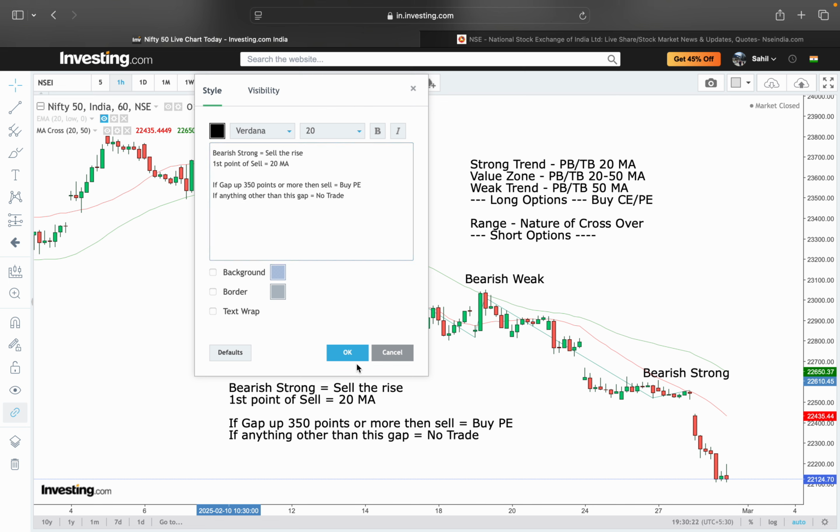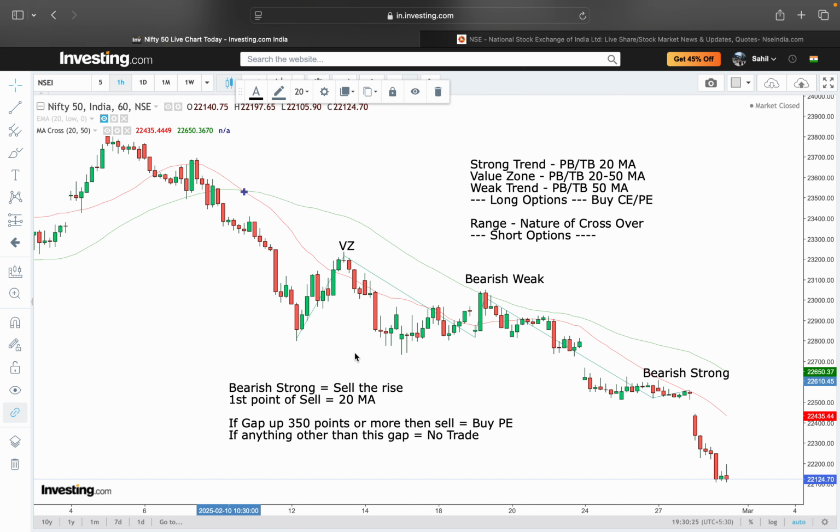Now the question is, why should one not trade? And the reason for that is because we have to sell the rise. In the absence of a rise, a day trader simply cannot sell. Now, because the market is bearish weak or bearish strong, as we have just assessed, and it is currently at the lows of the day, we need to wait for the market to rally up to at least the first moving average in order to theoretically initiate a sell.